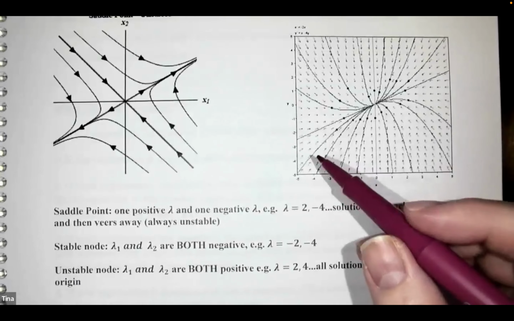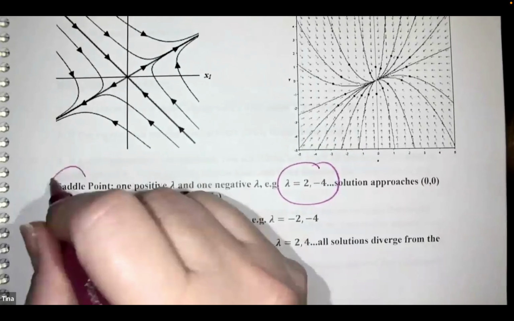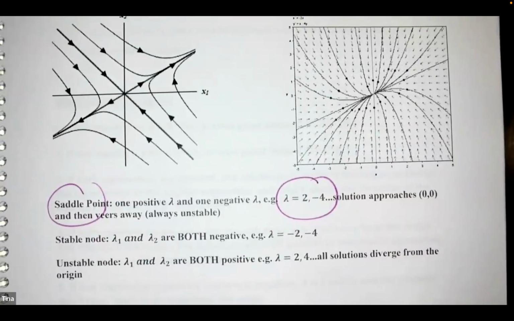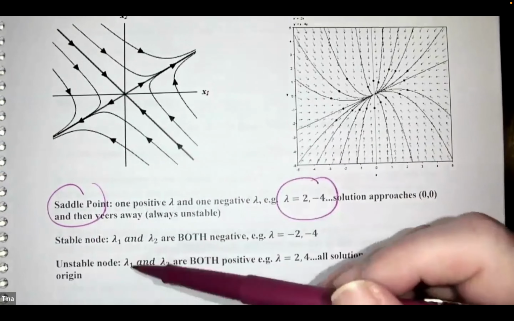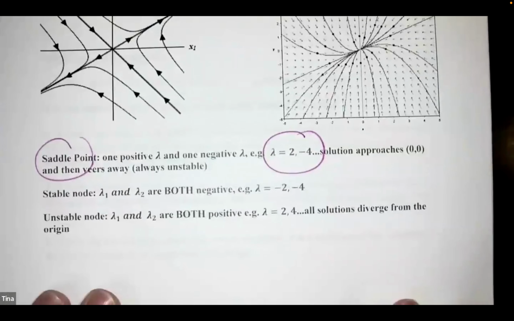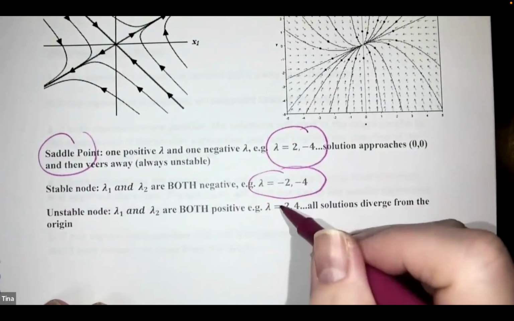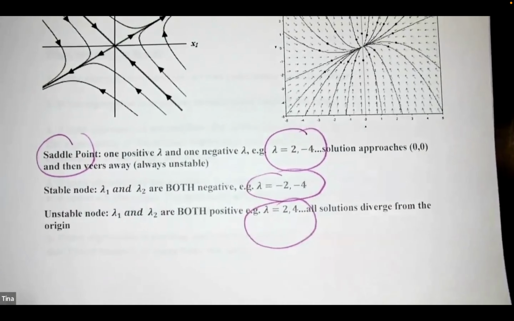if they're one positive, one negative, then it's called a saddle. It looks like this. But chances are you're just going to have to take one initial condition and just draw a sketch of an arrow. You're not going to have to draw the whole thing. If they're both negative versus both positive, then we get what we call nodes. Okay.